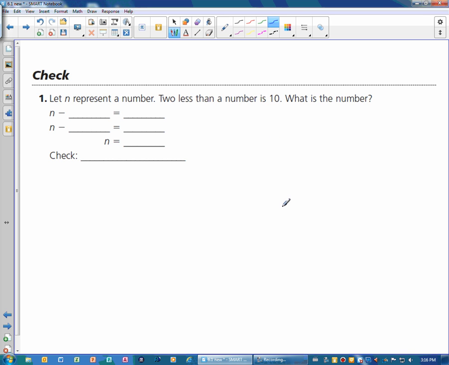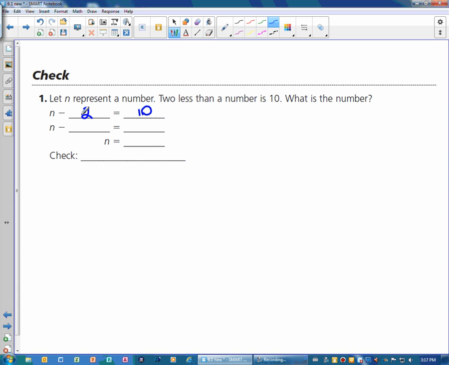What is the number? They've got this guided solution going here, and they say let n represent the number. Then they're saying 2 less than a number is 10. 2 less means subtract, so 2 less than a number, we would write n minus 2. 2 less than a number is 10.